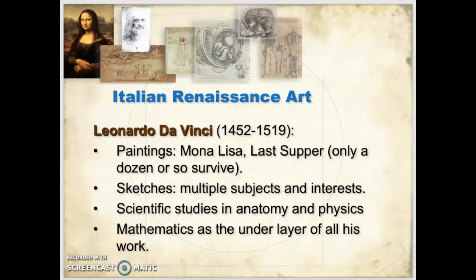And underneath all of what he did was mathematics. He's famously quoted as saying, if you don't understand mathematics, don't even bother to look at my art, because my art is all based upon mathematics. He believed that the ideal human body was in mathematical proportion to itself. He was much like the ancient Greeks in that respect.